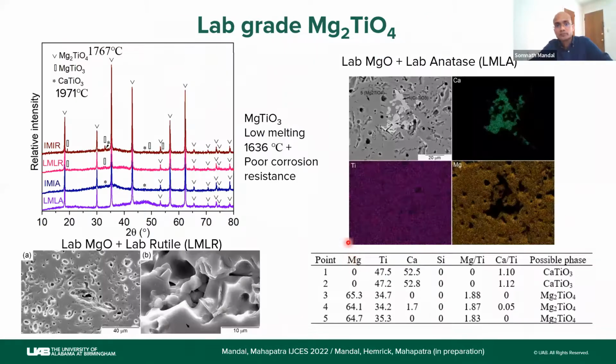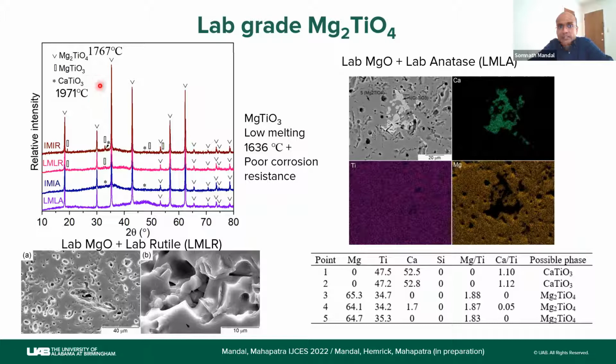When we did XRD, we found even further differences. In both lab grade rutile and industrial grade rutile, you have this extra magnesium metatitanate, or geikielite, phase. This phase has a lower melting temperature than the desired phase, which is the condylite phase, magnesium orthotitanate: 1636 versus 1767 degrees C. Not only that, it has poor corrosion resistance. So this is a very undesirable phase.